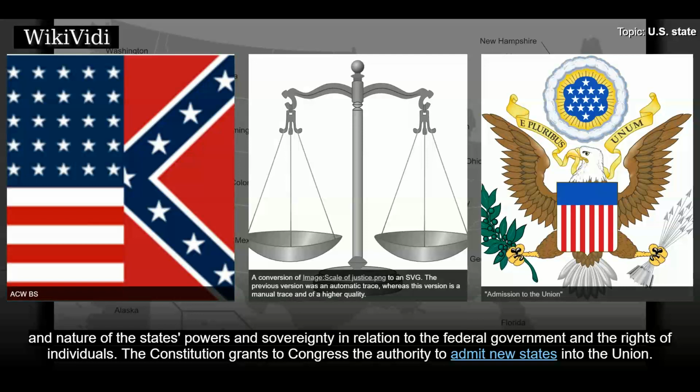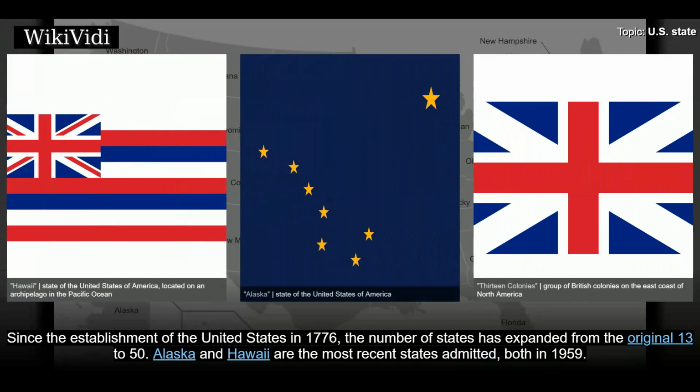The Constitution grants to Congress the authority to admit new states into the Union. Since the establishment of the United States in 1776, the number of states has expanded from the original 13 to 50. Alaska and Hawaii are the most recent states admitted, both in 1959.